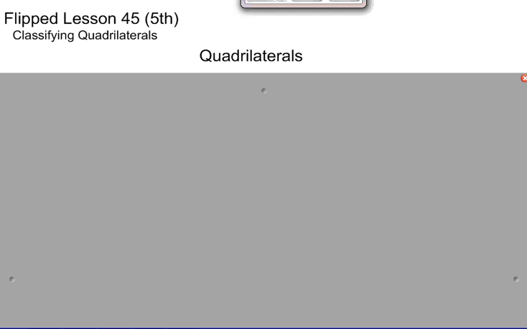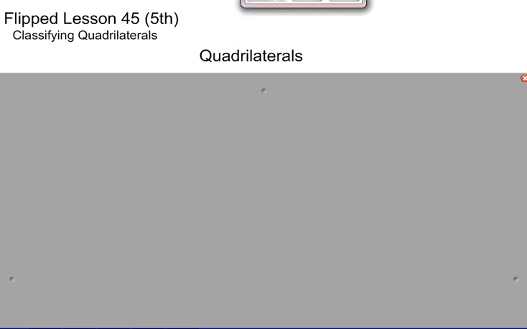Welcome to Flip Lesson 45 for the 5th grade. Today we're looking at classifying quadrilaterals. As we look at quadrilaterals, we need to understand that a quadrilateral is a four-sided polygon. And from there we can get into lots of different groups.